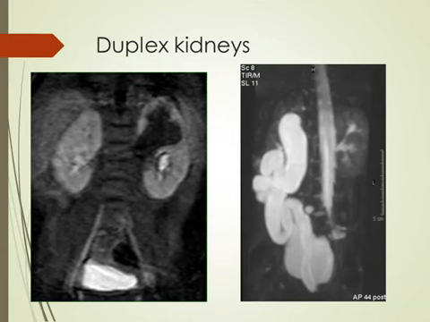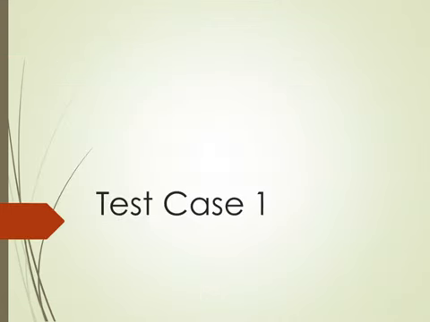Another very classical anomaly is represented here. This is a duplex kidney. You have two moieties. On the left side, you have a T1 postgadolinium image with a non-functioning upper pole, and you see the functioning lower pole. On the right side of the slide, you have dilatation of both parts of the duplex kidney. Both parts have obstructed UVJ obstruction.